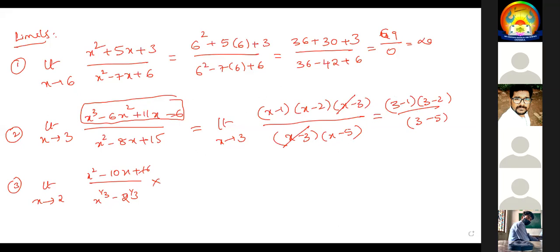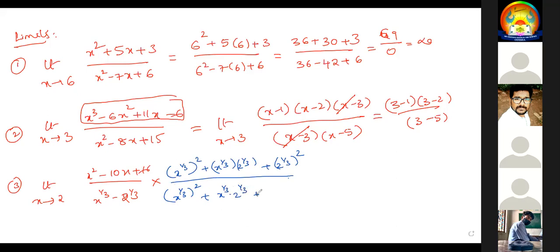Now here, first we have to put x is equal to 2. 0 by 0 is coming. So what should we multiply? As I said, x power 1 by 3 whole square plus x power 1 by 3 into 2 power 1 by 3 plus 2 power 1 by 3 whole square. The numerator we can't factorize any further.